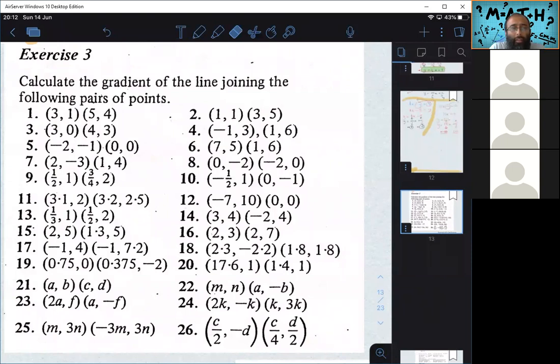Salia, any ideas how you're going to work out the gradient of those points? Okay, no. Eliza and Layla, any suggestions? No. Okay, right. So what we need to do, let me copy one of these questions out. All right, okay, so we're going to do that one.